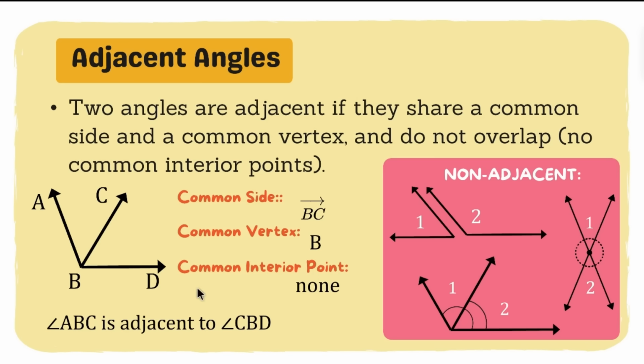Pero, the third criteria, sabi dito, there should be no common interior point. Okay, tignan natin yung angle 1. Angle 1 is the whole angle. Okay, yung buong yan. And then angle 2 is ito lang, yung mas maliit na angle. Diba? So yung loob ng angle 2, meron din partly sa angle 1. Therefore, nag-overlap na sila. There is already a common interior point. So therefore, this is not an adjacent angles.